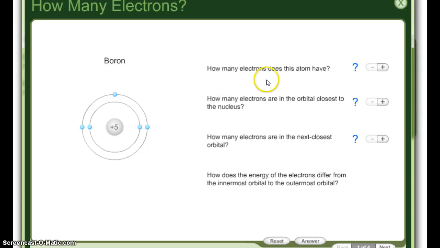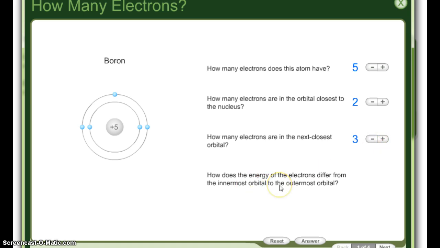All right, how many electrons does this atom have? Well, we know that it is boron, and so it has 5 protons. It's going to start out with 5 electrons. How many electrons are in the orbital closest to the nucleus? All right, so in our first orbital, there are 2. Once you have 2 in that first orbital, then you can put the remainder in the next orbital. There's only 3 that are left.